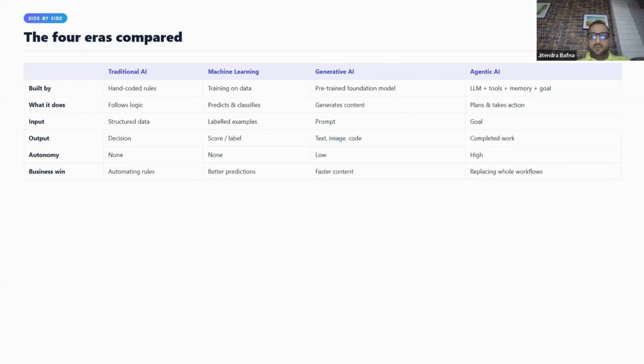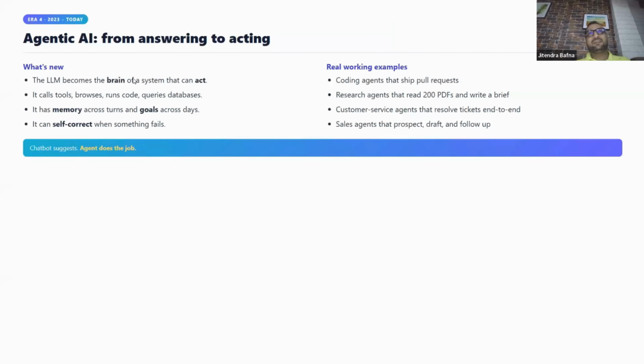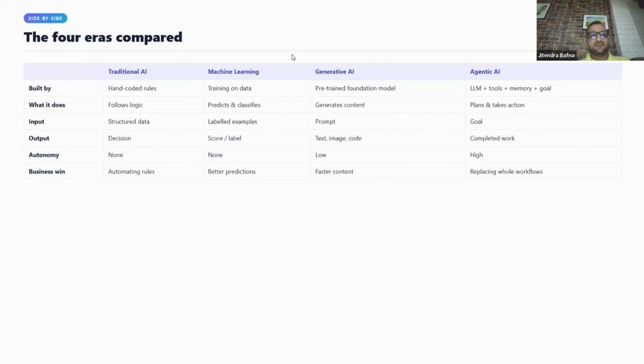Okay. So one of the advantages is that an agent can think, can plan, and can perform the action, and it can even iterate basically. That is one of the advantages of agentic AI, right? So these are the four eras compared. As I already mentioned, we have traditional AI, machine learning, generative AI, and agentic AI. In traditional AI, we have hard-coded rules. Machine learning can learn from the data. Generative AI is a pre-trained foundational model. And agentic AI is LLM plus tools plus memory plus goal, right?